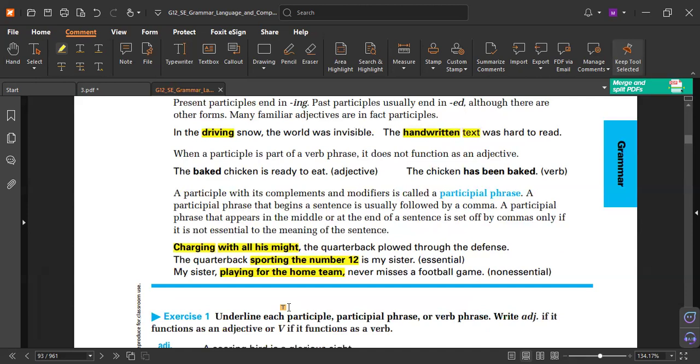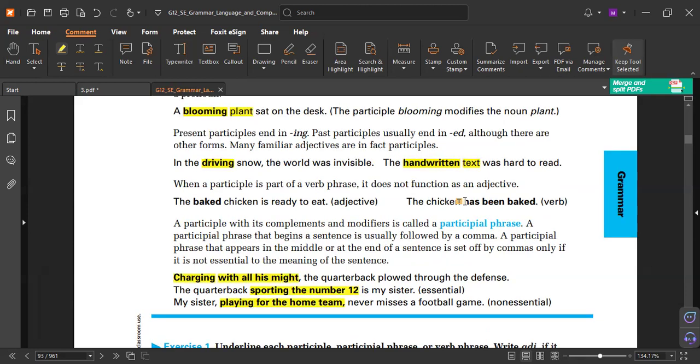Remember, the phrase is a part of a sentence, not the whole sentence. And the subject and the verb are not in any phrase, so we delete the phrases to find them. But how about this? This is the verb phrase of the sentence. This is a verb, not a past participle. Here, the past participle describes the noun: the baked chicken, the chicken which is baked, is ready to eat. Here, the chicken has been baked, the verb.